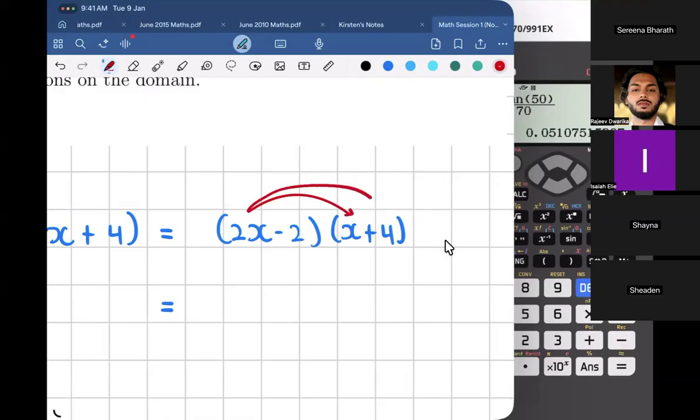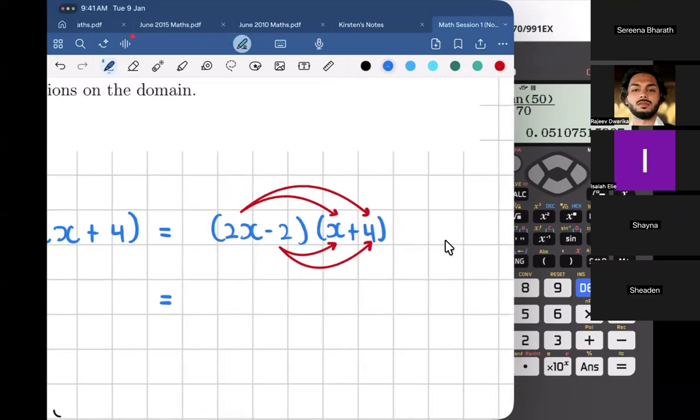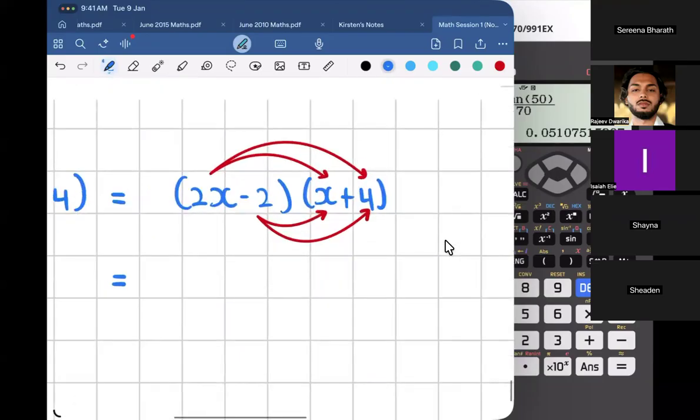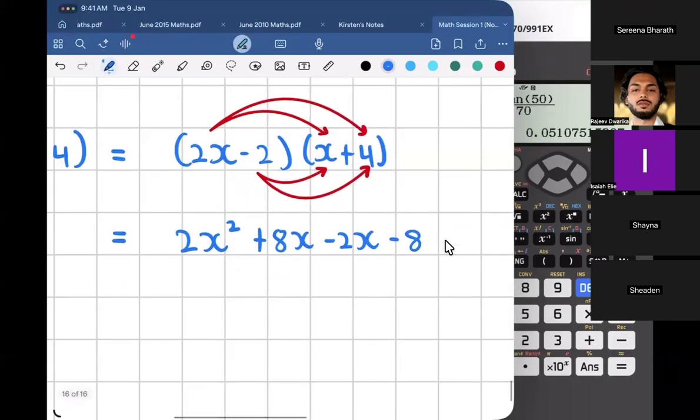Just to remind you, Shay, this is quote unquote binomial expansion. Not quite binomial expansion, but it's similar. You knew this, right? Yes, sir. Okay, cool. So 2x by x is 2x squared. Then 2x by 4 is 8x. Minus 2 by x is negative 2x. Minus 2 by plus 4 is negative 8x. You're going to end up with 2x squared plus 6x minus 8.